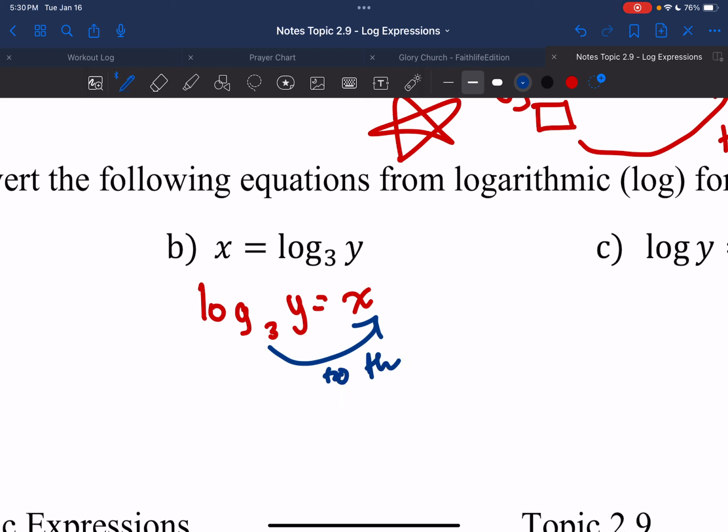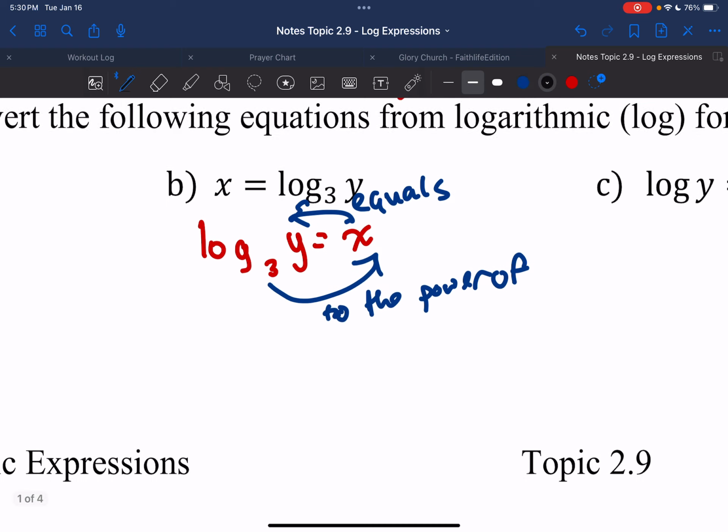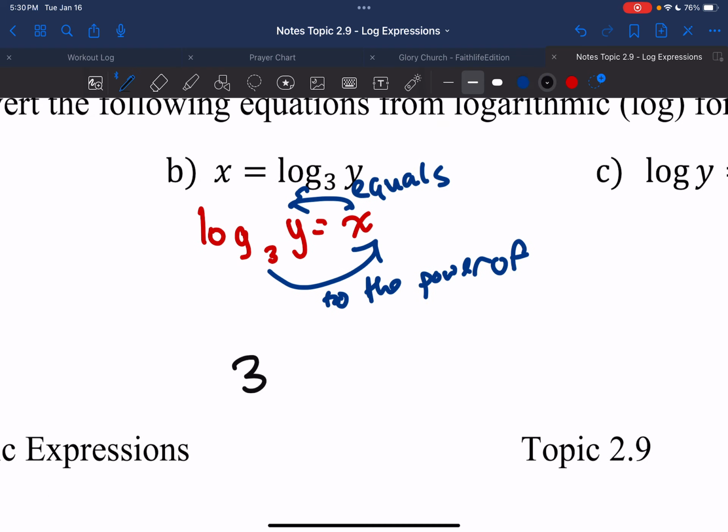To the power of equals, okay? And how would I read that out loud? That's what I'm trying to get at with the arrows: 3 to the power of x equals y. That's exactly how you read it out loud. That's how you write it.